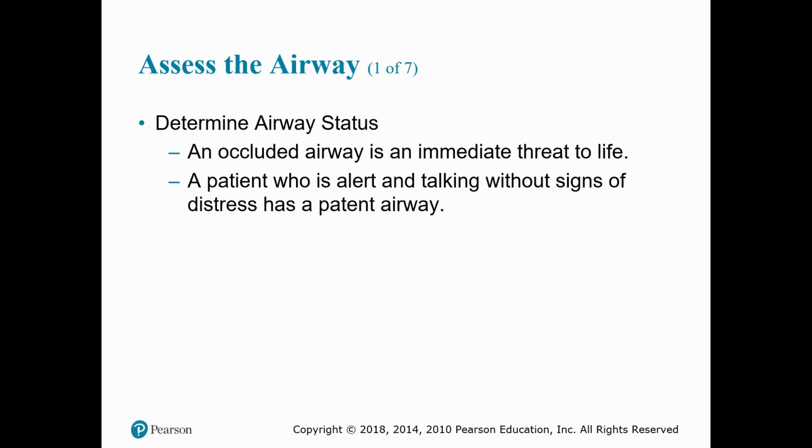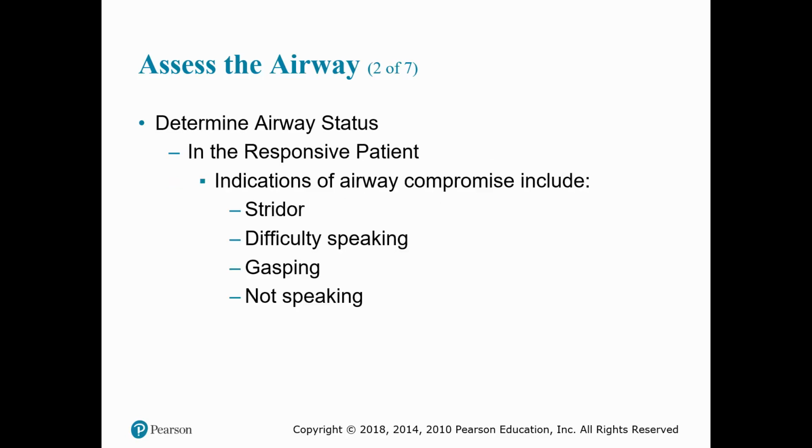Okay, and with the responsive patients, you can look at airway compromise indications such as audible stridor, problems speaking. If the patient's speaking in short, choppy sentences, that's a really good indicator that there's some kind of airway problem going on. If they're gasping for breath or not speaking, a lot of times they're concentrating on breathing. If they're alert and talking without difficulty, or if an infant or child is crying, you can assume the airway is patent and move on to the assessment of the breathing.